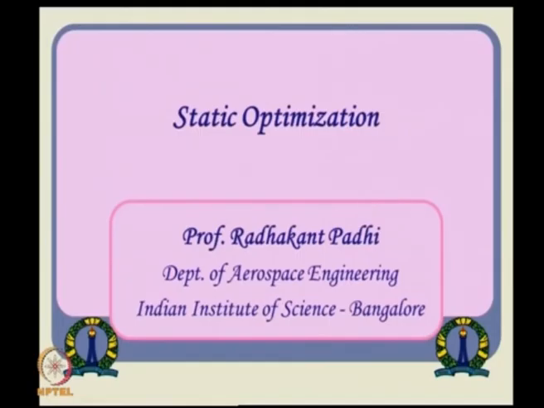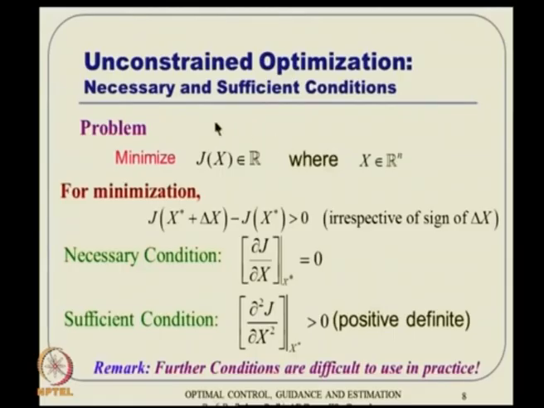This is how we started the course, with 2 lectures on static optimization. First we discussed a scalar cost function of vector variables. We want to minimize J of x, where x is a vector but J is a scalar. To have this condition met, J of x star plus delta x minus J of x star has to be always greater than 0, irrespective of the sign of delta x or direction of delta x. It does not matter which direction you go; if this relationship is satisfied, then x star is a minimum point.